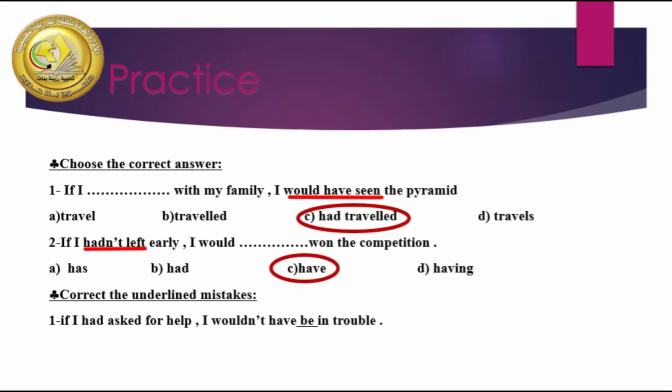Correct the underlined mistakes. Number 1, if I had asked for help, I wouldn't have be in trouble. So, the verb be is completely wrong. We should correct it. What is the third form of be? Been. That's right.